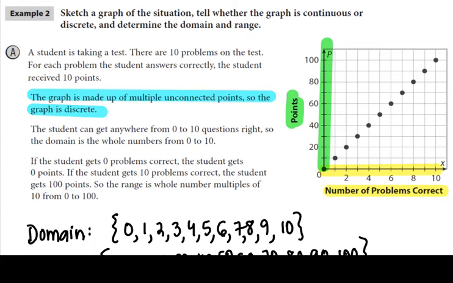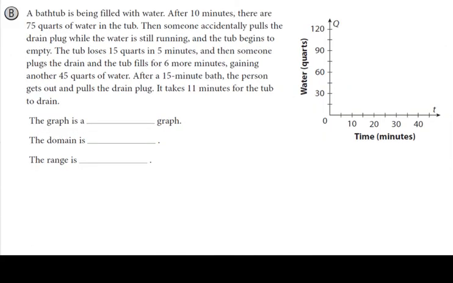Now, what does a continuous graph look like? Well, a continuous graph could be modeled by a bathtub being filled with water. So after 10 minutes, there are 75 quarts of water in the tub. So we start at time equaling 0 with no water in the bathtub, and then 10 minutes later, we have 75 quarts of water in the tub. So it could look something like that.